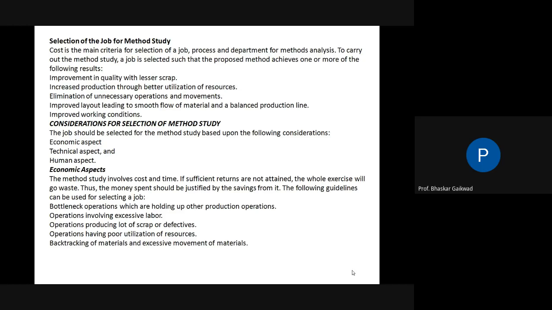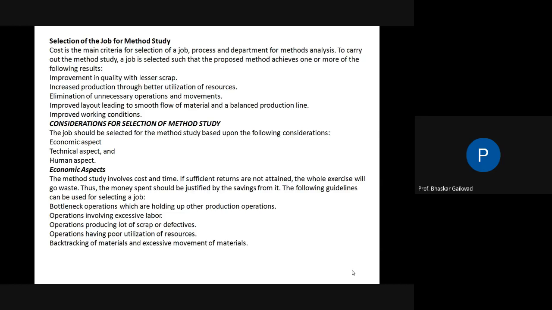Then, the elimination of unnecessary operations and movement. Unnecessary. Just a few minutes ago, I gave this. Eliminating unnecessary operations means, while facing any component, we can make a chamfer there. Don't give separate operations for this. We can combine facing and chamfering at a time. Unnecessary movement, you can eliminate.